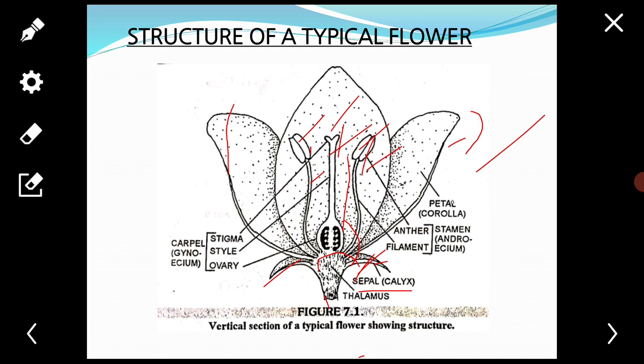Style carries the stigma high above the flower to increase the effectiveness of receiving pollen grains. Ovary contains ovules, which produce eggs in the embryo sac. The ovule helps the pollen tube to enter the embryo sac, and finally results in the fertilization of male gametes with the egg.